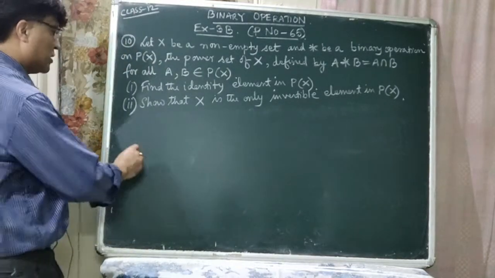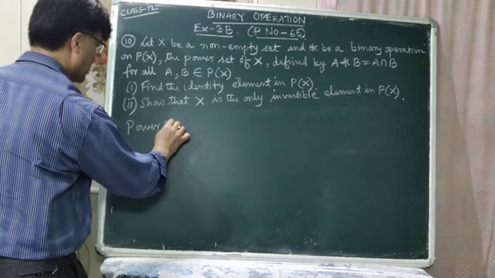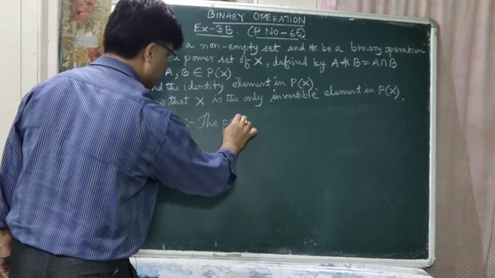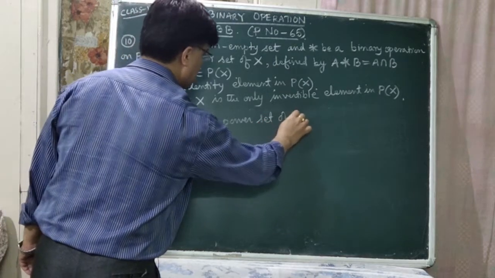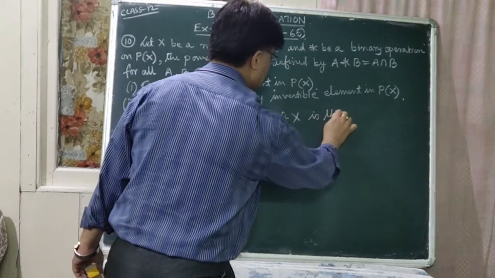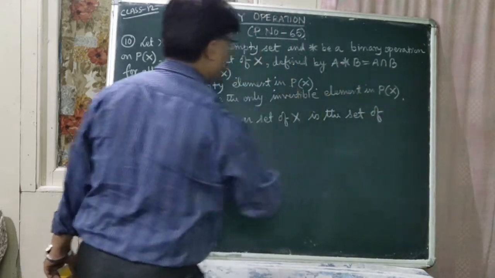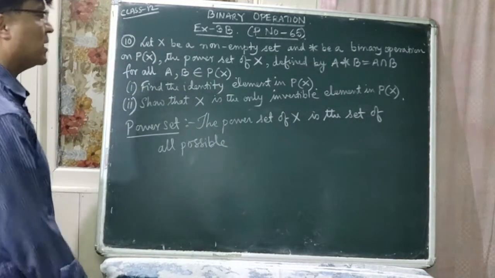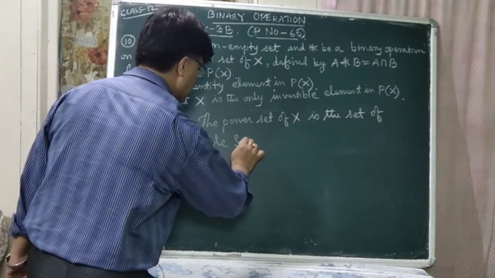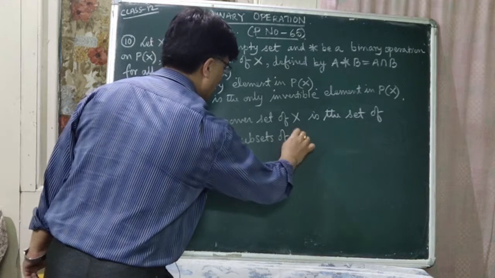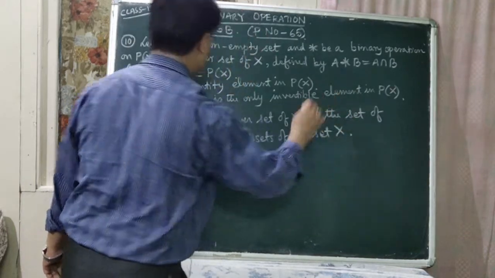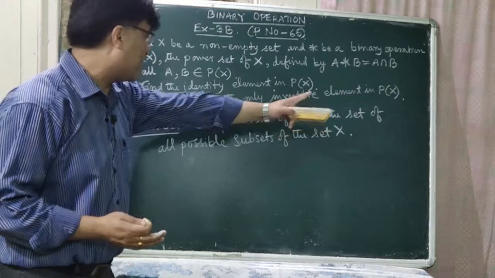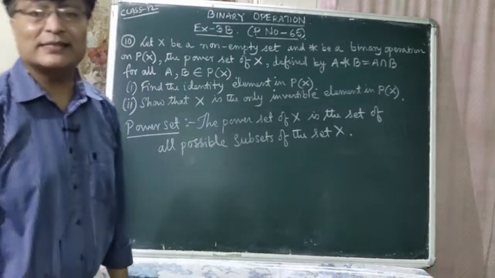Now let us write down the definition of power set. The power set of X is the set of all possible subsets of the set X. So what is meant by power set? The power set of capital X is the set of all possible subsets of the set X.